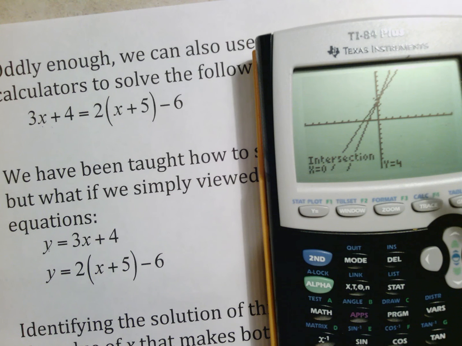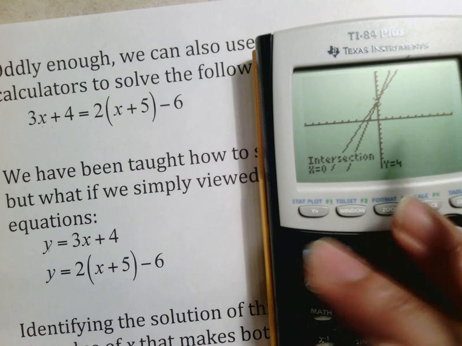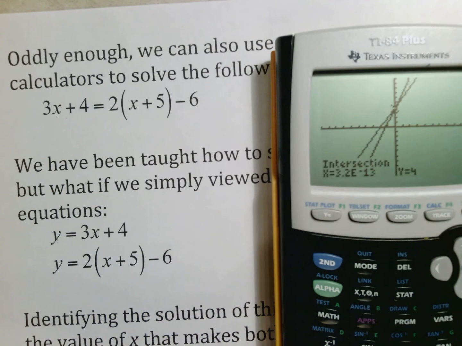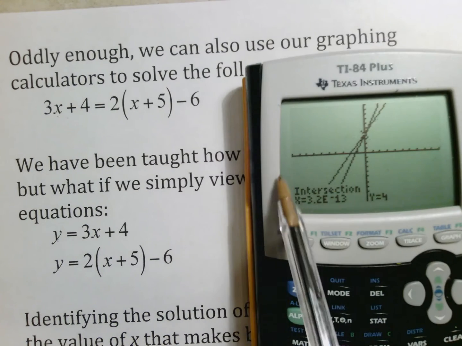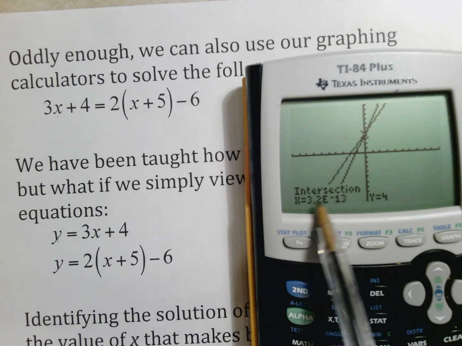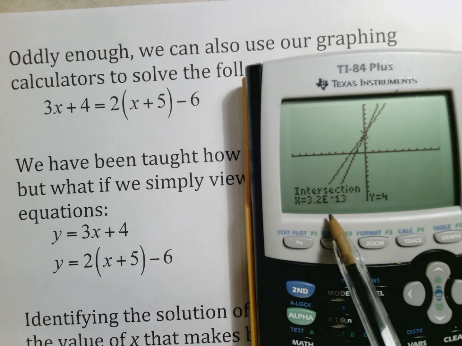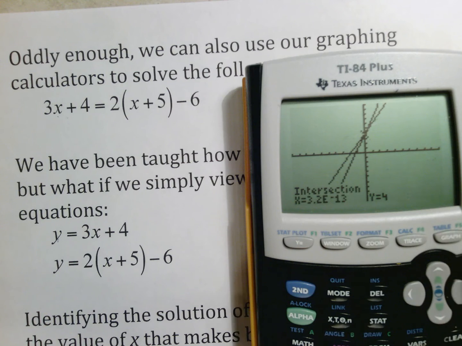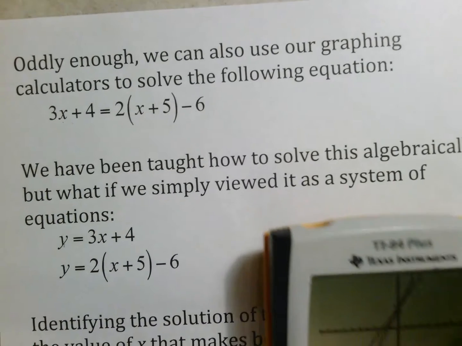whoa, 0.4. That makes no sense. Hold on. I did this earlier and got something else. Let's look at second trace again. Intersect. First curve is here. Good. Second curve is here. Good. There we go. Whenever you do your intersection, the number is usually right around some other number, 3.2 e to the negative 13. I guess it is 0.4. I don't know how that works. I think it just messed up, and I hate whenever that happens on camera.